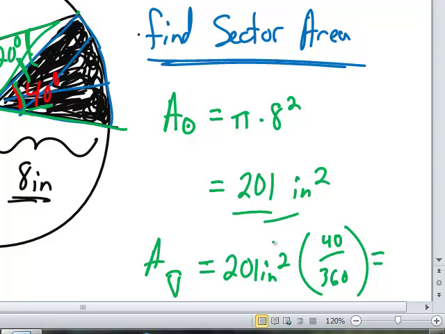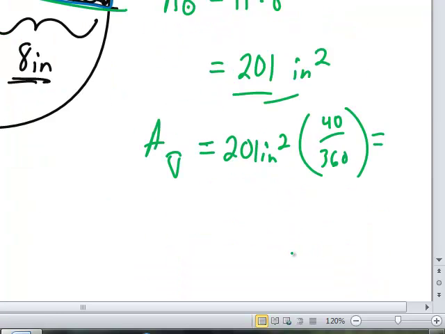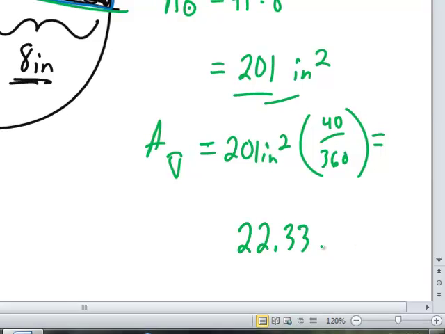Perfect. So it's the area of the whole circle, the 201 inches squared, times our central angle of 40 degrees over 360, which is going to give us, what, 22.33 about? Sound right?